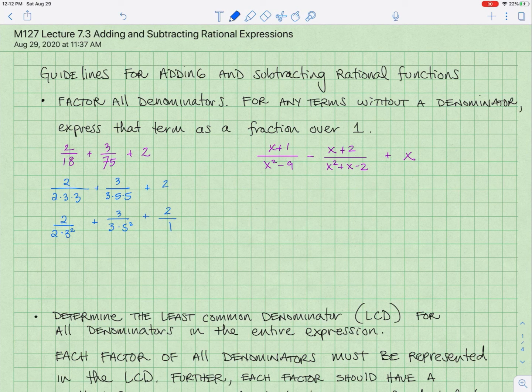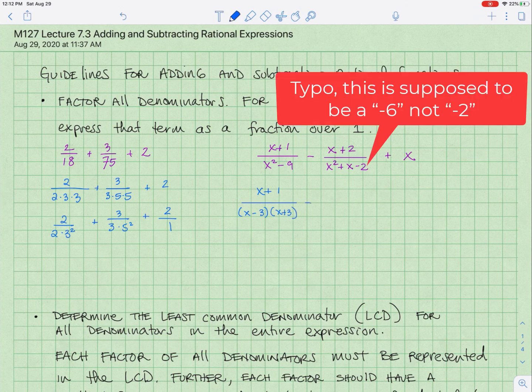Similarly, on the right here, for these expressions that are rational, we just factor the denominators. This is x plus 1. This denominator of x squared minus 9, that's a difference of squares, so it'll factor as an x minus 3 and x plus 3, minus x plus 2 divided by, if we carefully reverse FOIL this here, we'll get x plus 3 times x minus 2 for our denominator. And then this x can be rewritten as x over 1.